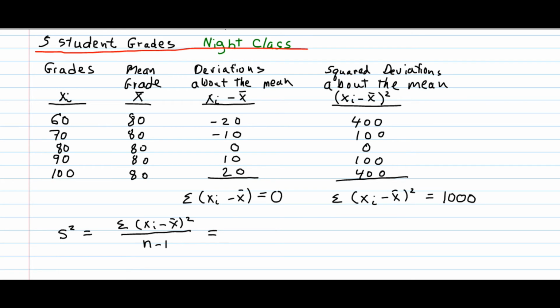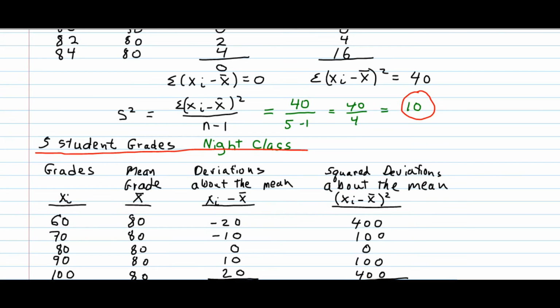And that is equal to 1,000 divided by n, which is 5 minus 1. So we get 1,000 divided by 4, and that would be 250. So the variance for the night class is 250, and the variance for the day class was 10.